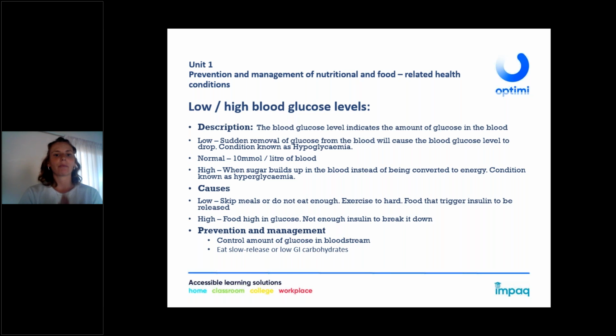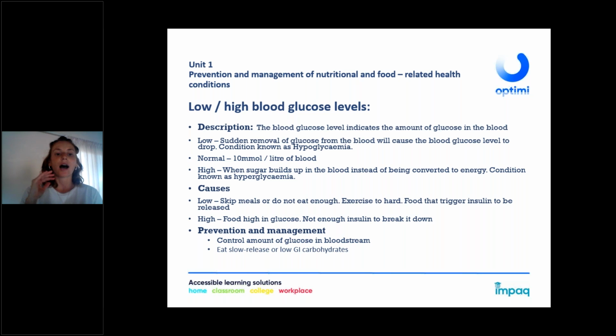So let's just describe high or low blood glucose levels. So glucose is something that you get from carbs that goes into your bloodstream. Okay, so if the levels are low, then it means that there's a sudden removal of glucose from the blood, which will cause your blood glucose levels to drop. And that is also known as hypoglycemia. Okay, that's when you have too little glucose in your bloodstream. A normal glucose level is 10 millimole in 1 liter of blood.